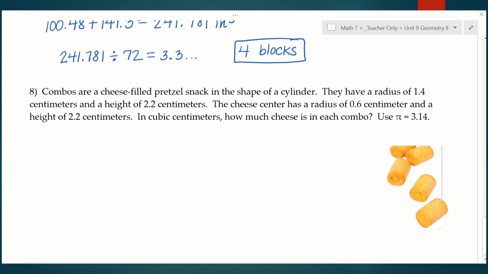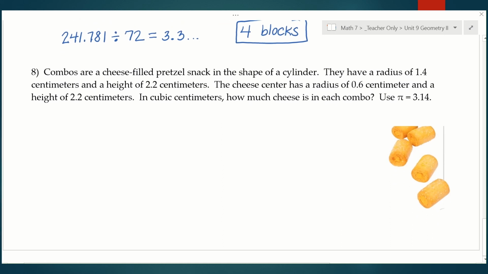Okay, you guys are never going to look at a combo the same way. All right, so here we go.